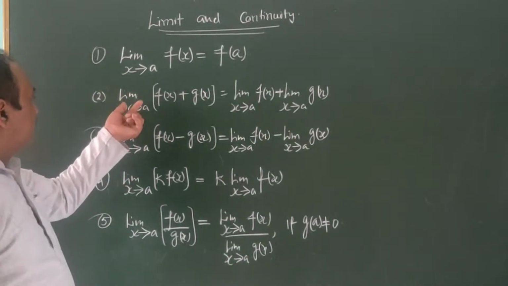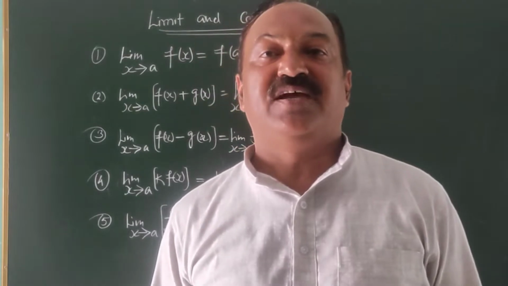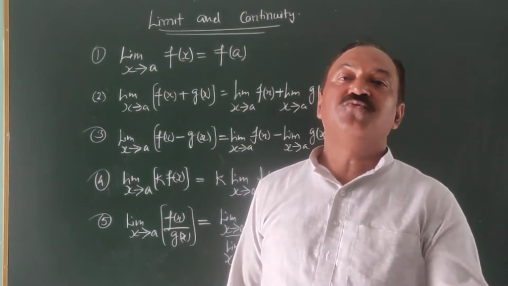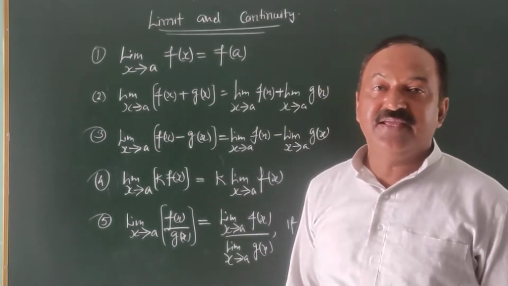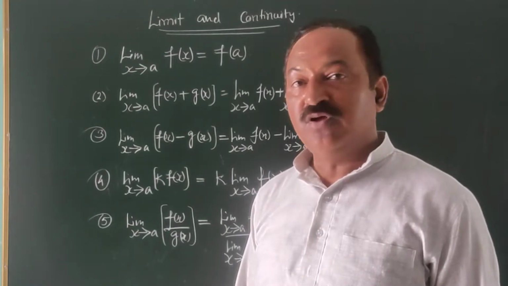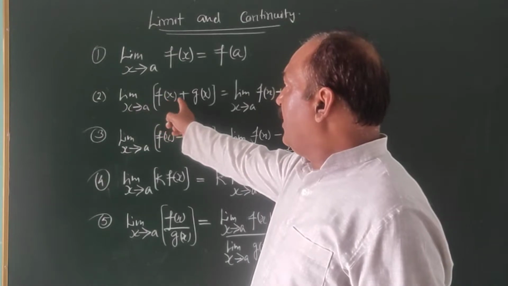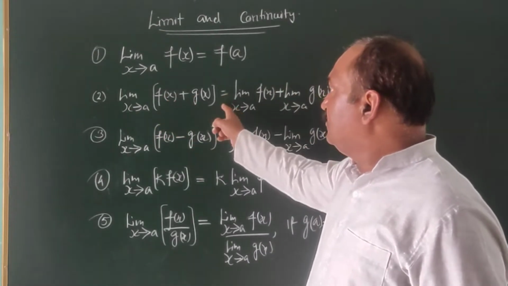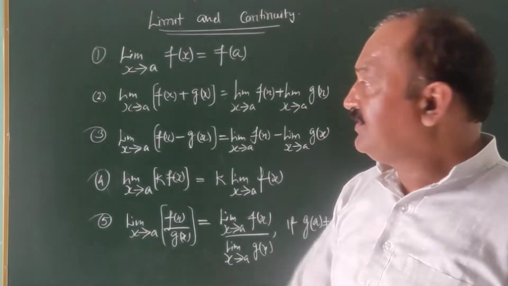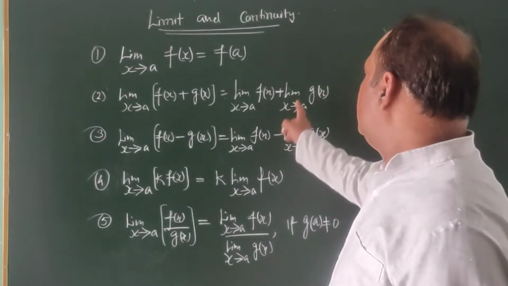And second is limit of x approaches to a f of x plus g of x. If a function is the sum of the two or more functions, then we can take the separate limit of these two functions or more functions. So limit of x approaches to a f of x plus g of x is equal to limit of x approaches to a f of x plus separate limit of this limit of x approaches to a g of x.